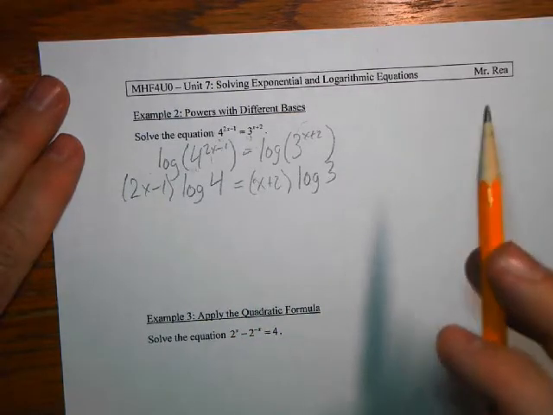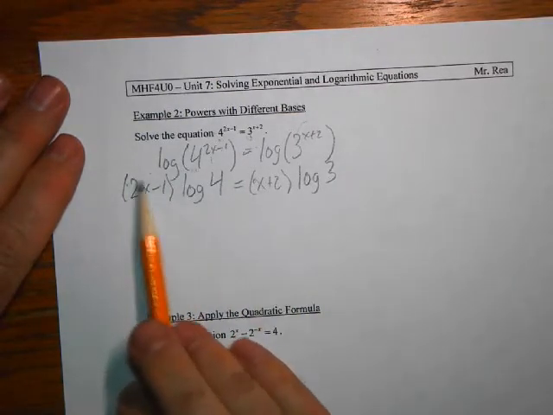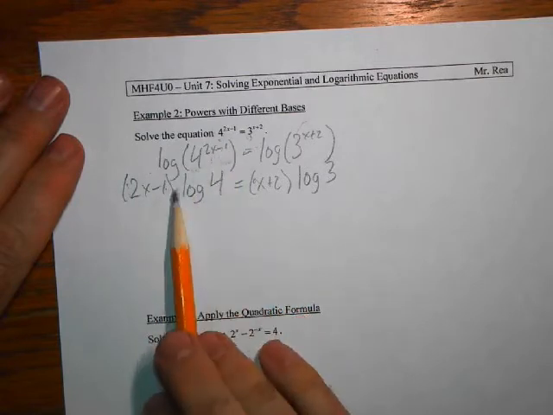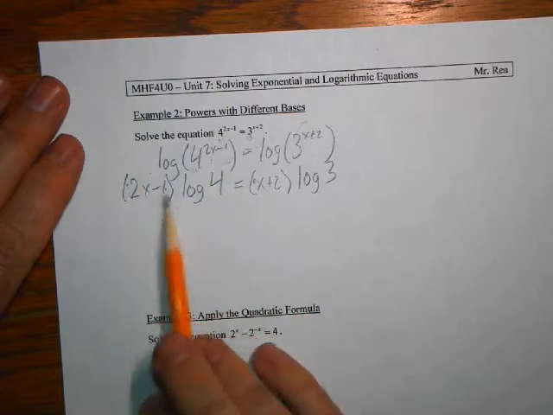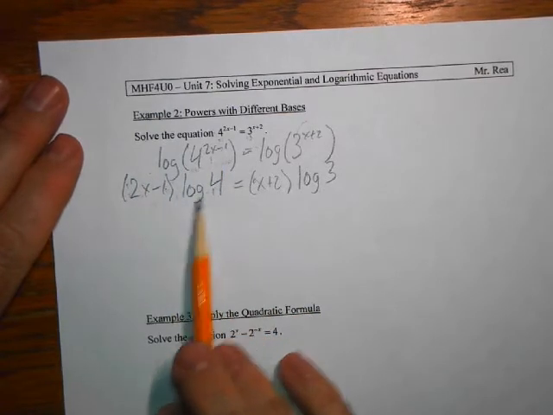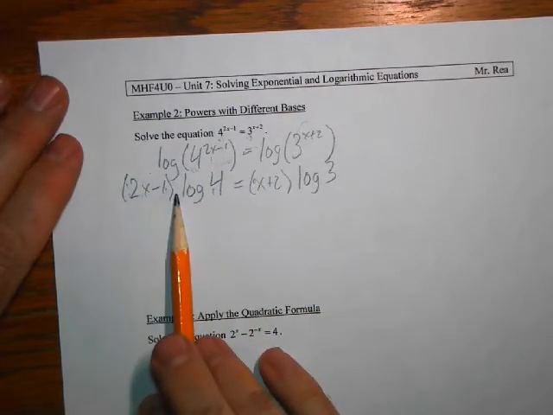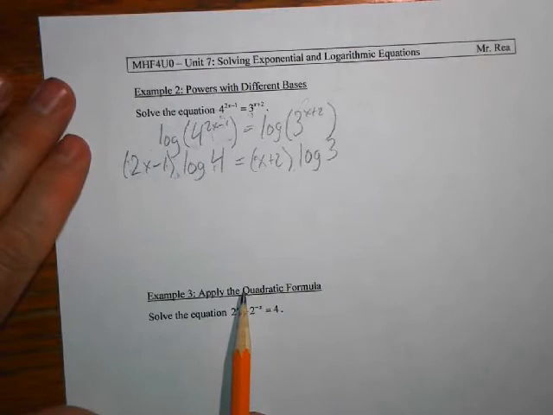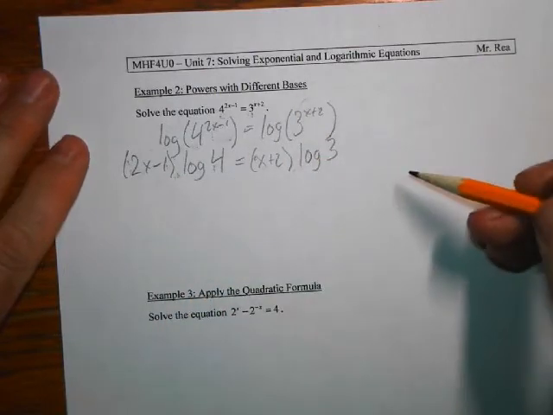It's very, very important to put brackets around this if it's more than one term, because this whole thing is multiplying with log 4. If I did not put brackets around here, you would lose that fact. So same thing over here. That's probably one of the more common mistakes on a question like this.